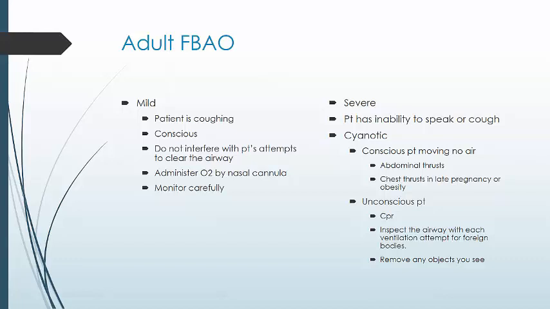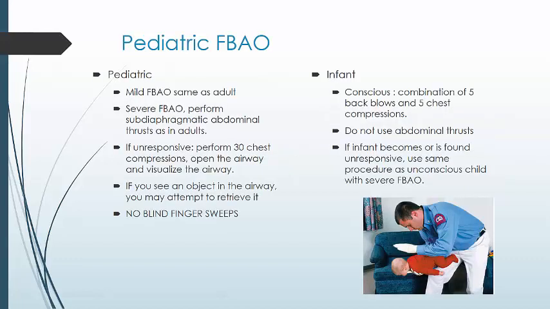So we're going to try to complete cycles of 30 compressions and 2 positive pressure ventilations, just like with your CPR. But every time that you open the airway and attempt to ventilate, look in the airway and remove any objects that you see and continue these cycles until the obstruction is removed. Then reevaluate from there. Now, pediatric foreign body airway is a little bit different.